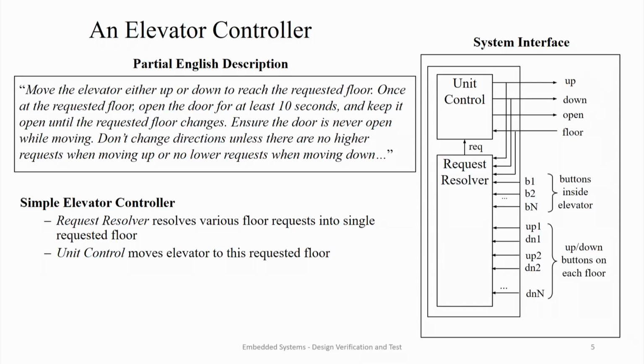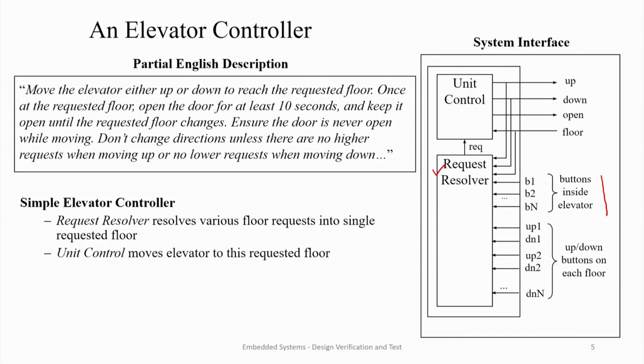Now, the request resolver here, what are the inputs? There are various control inputs, which are the buttons inside the elevator. So, B1, B2 up to Bn, these are the n buttons for n floors within the elevator. Okay. You also have buttons outside the lift, just beside the lift door at each floor.